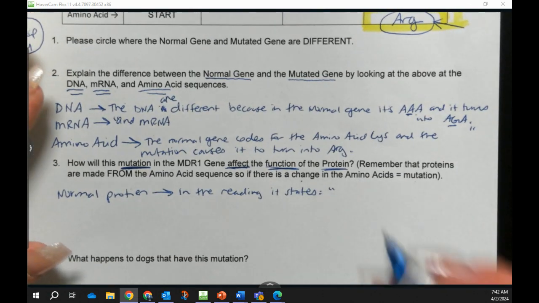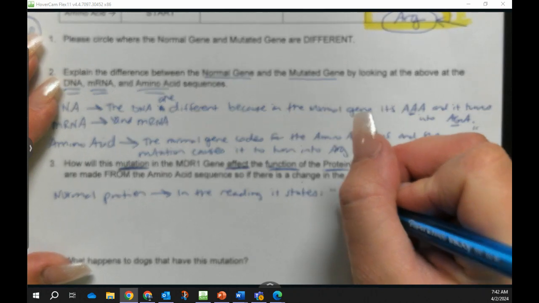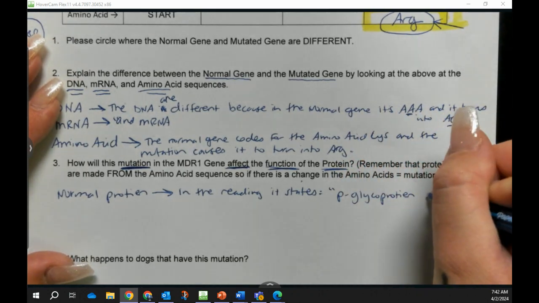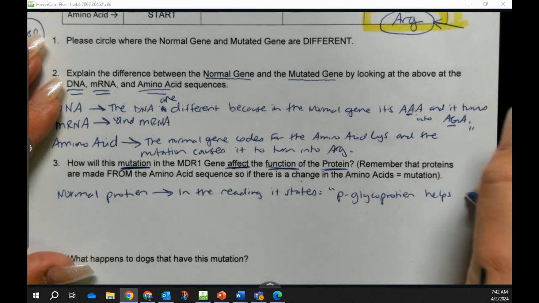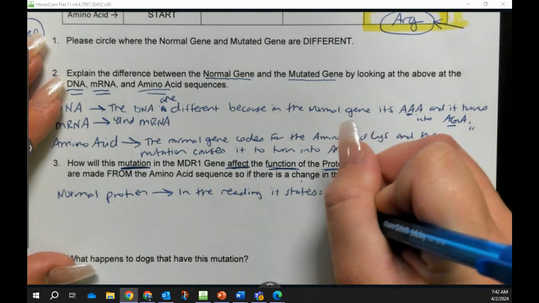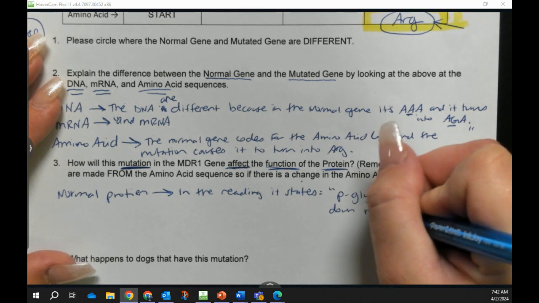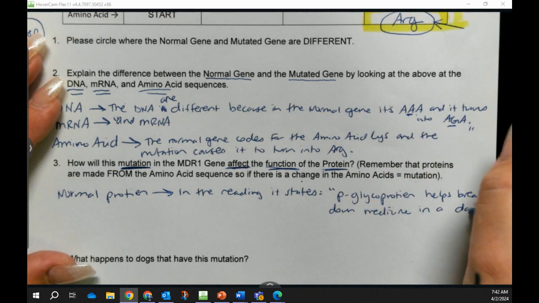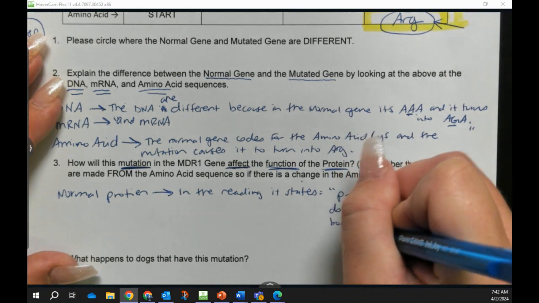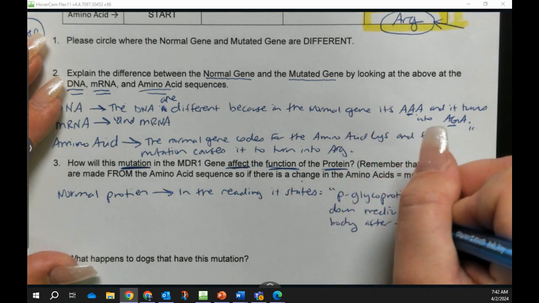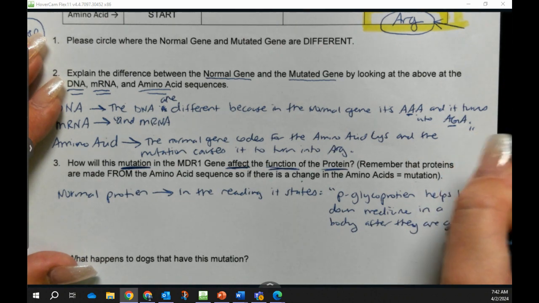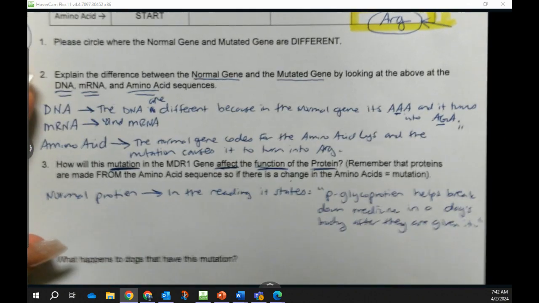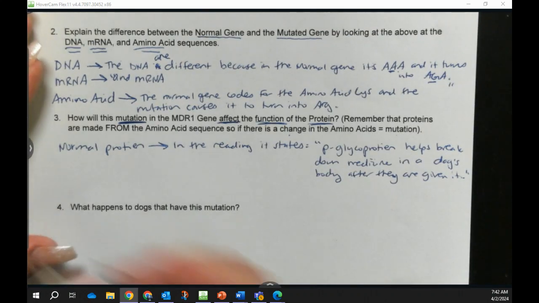So we can say normal protein, in the reading it states, P-glycoprotein helps break down medicine in a dog's body after they are given it. Done. Okay, so now I know what the normal protein does.